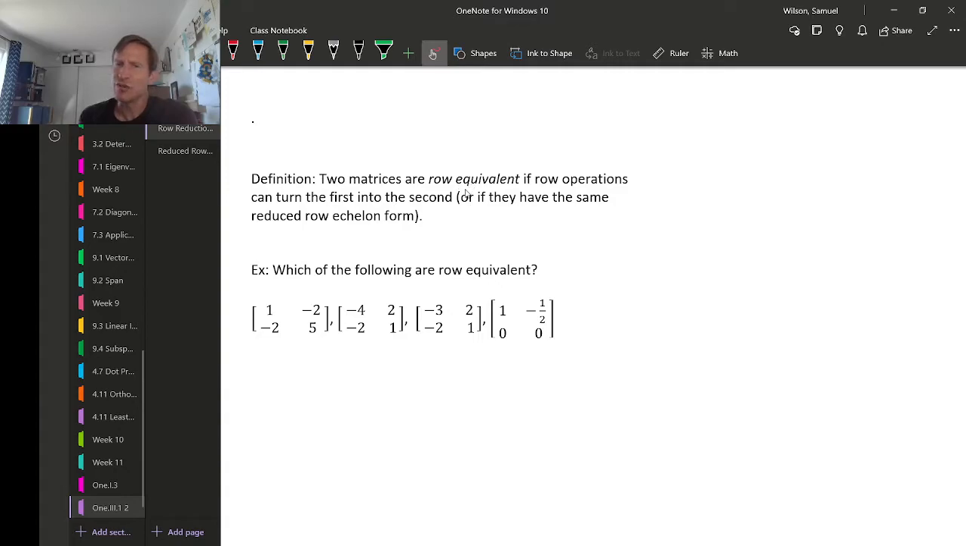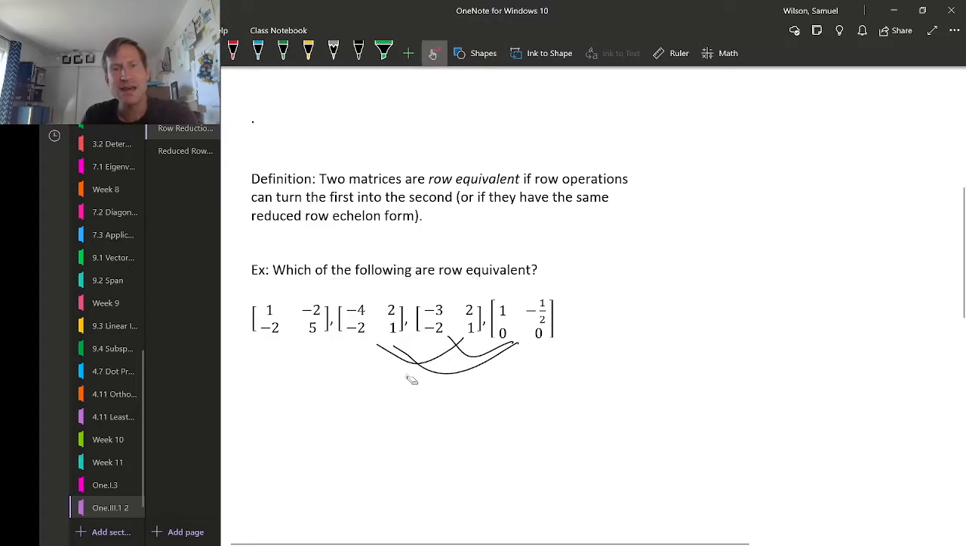In general, this seems like a very difficult question to answer because, first of all, there would be lots of combinations to check. We would have to check, are these two equivalent, are these two equivalent, and then these two, and those two, and these two. So lots of different possibilities to check, which seems like a lot of work.